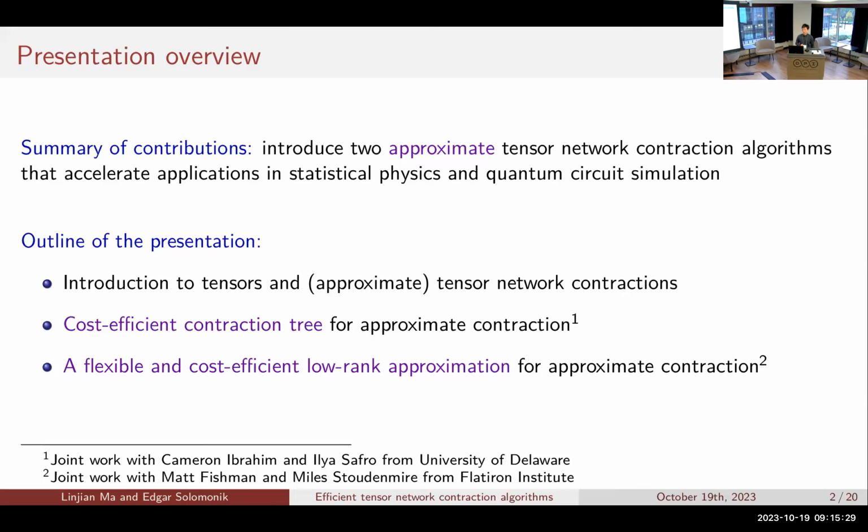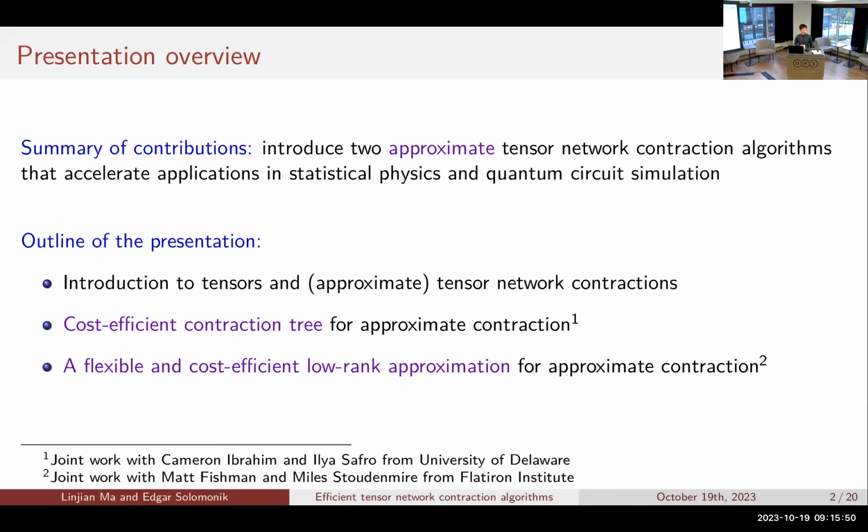This is today's outline. At first, I'll give a brief introduction to tensors and also tensor network contractions. And then I'll talk about our first work that contains an efficient contraction tree for the Tensor-Train based approximation algorithm. This is a joint work with Cameron Ibrahim and also Ilya Safro from University of Delaware.